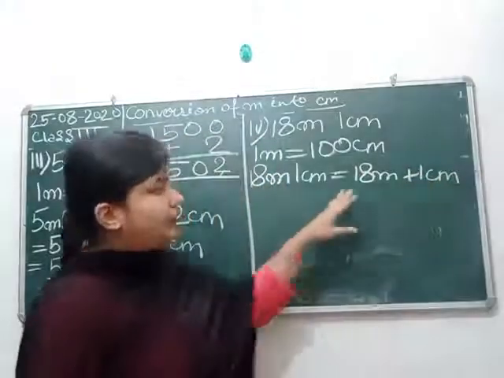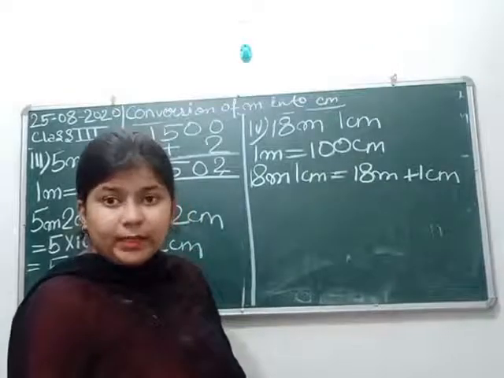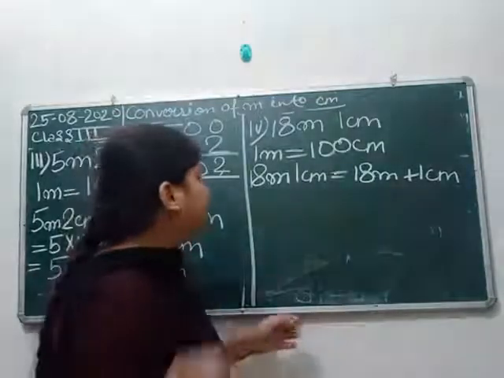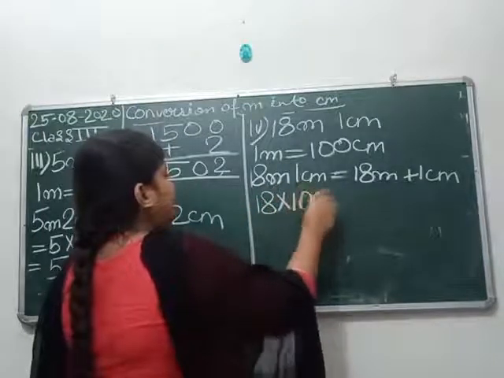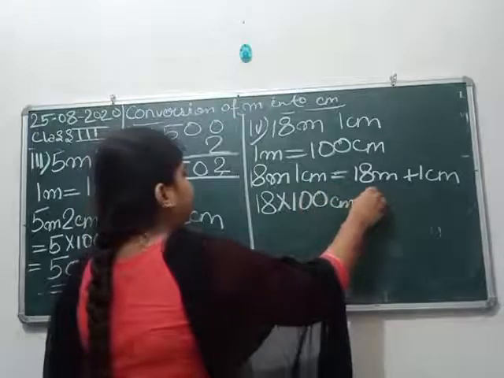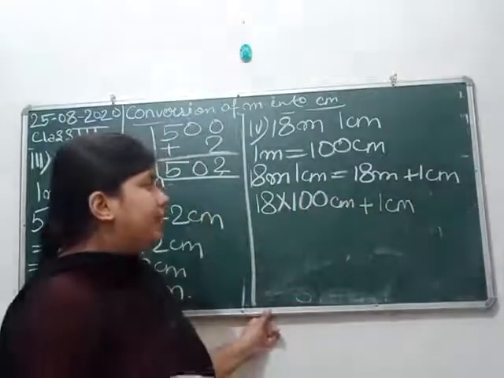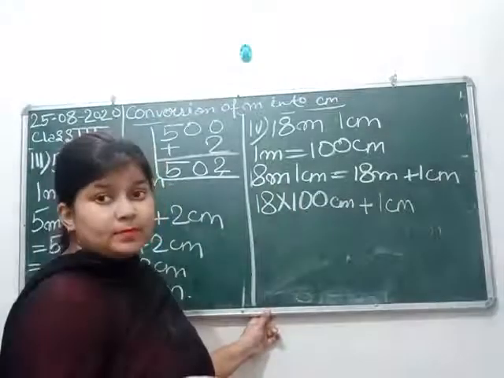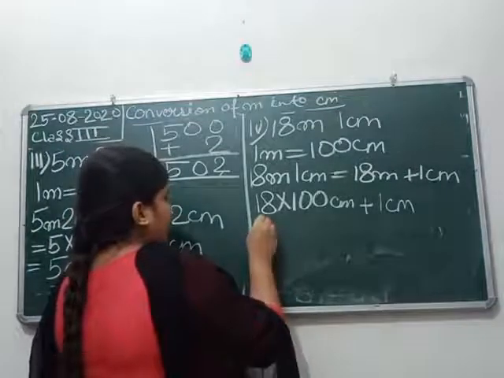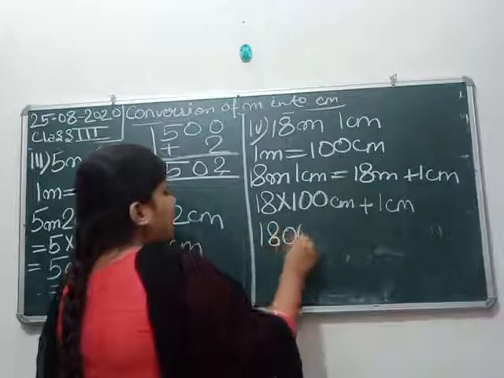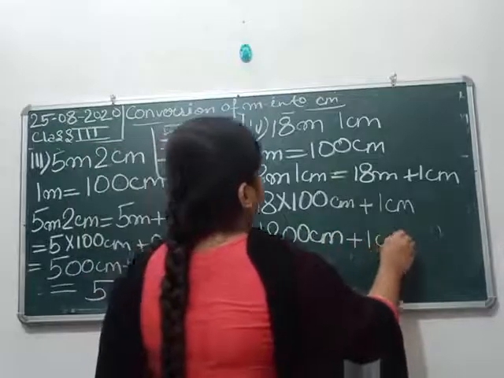Now what we have to do here is convert 18 meter into centimeter. Let us do now 18 into 100 centimeter, plus 1 centimeter. Now 18 into 100 centimeter will give us how much? 1800 centimeter, and then we have to add 1 centimeter to it.